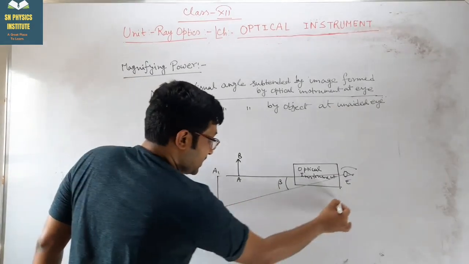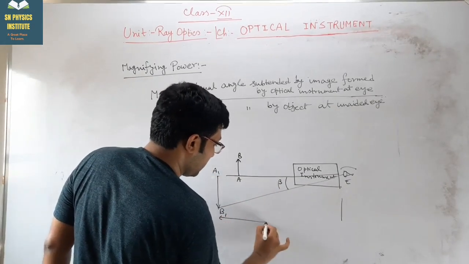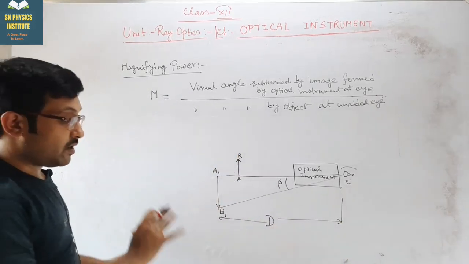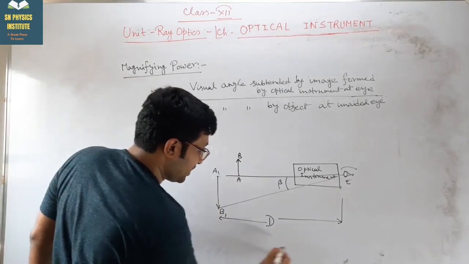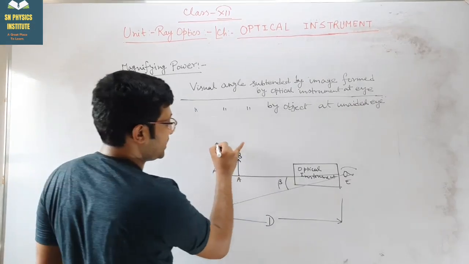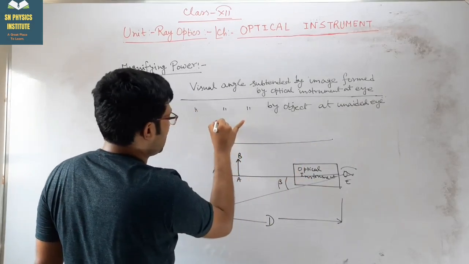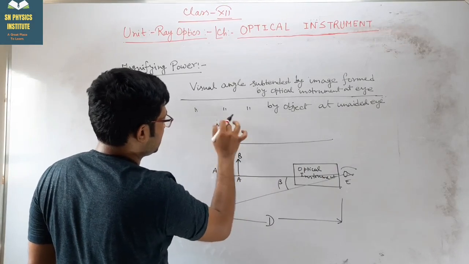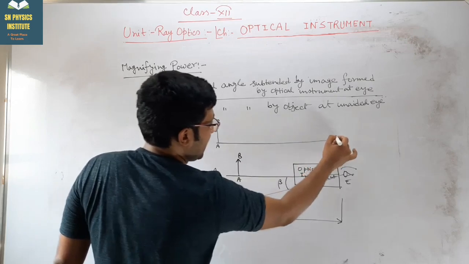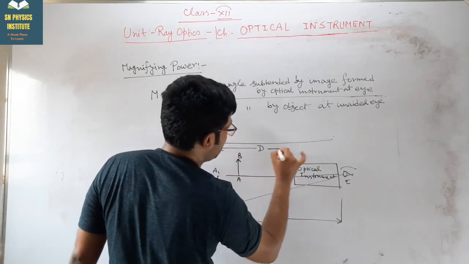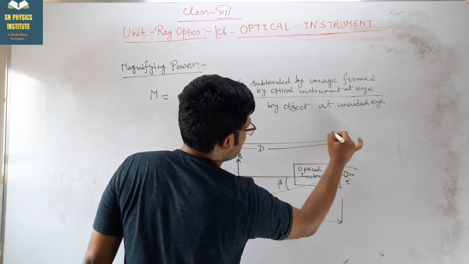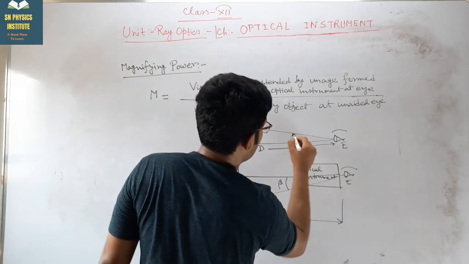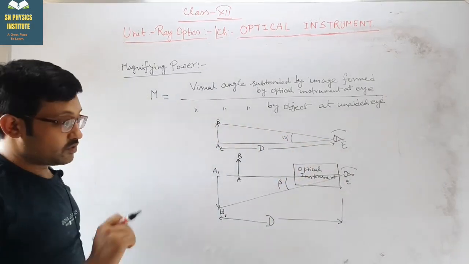Now I am considering this image is formed at the least distance of distinct vision, I mean at capital D distance. Now in the same place, if the object AB is placed at the least distance of distinct vision from our eye, then this object makes how much angle? That is alpha.